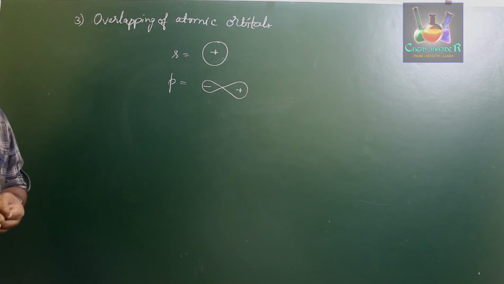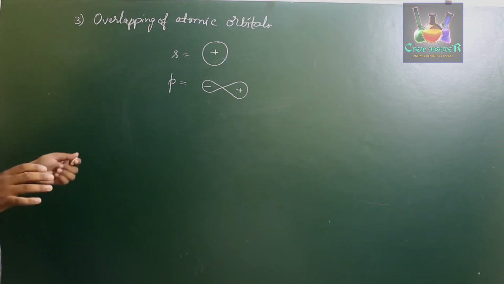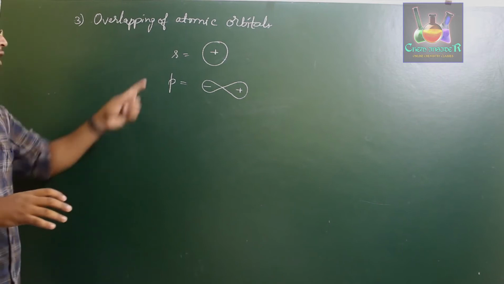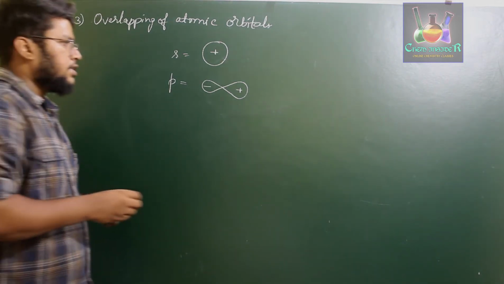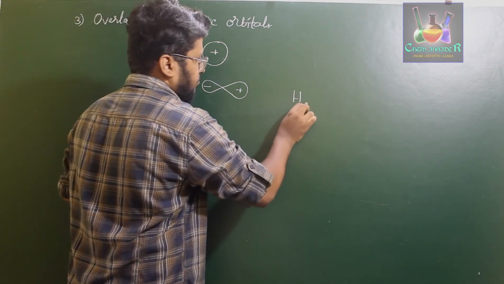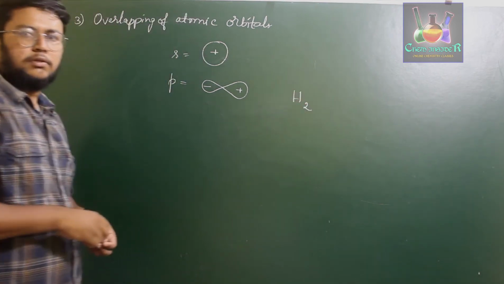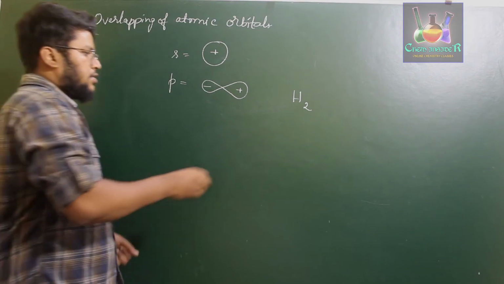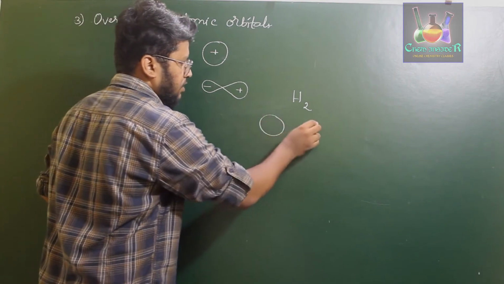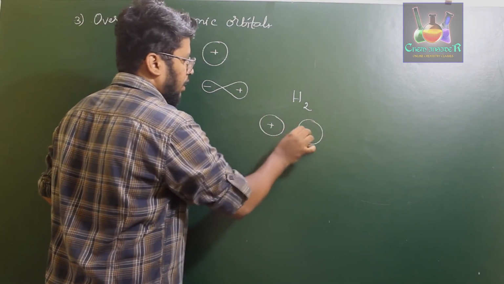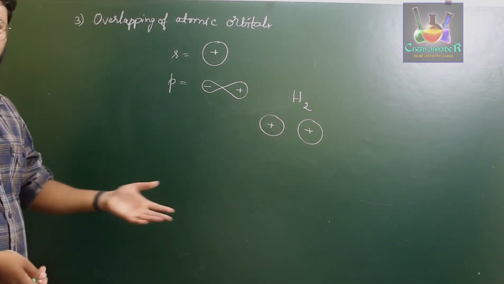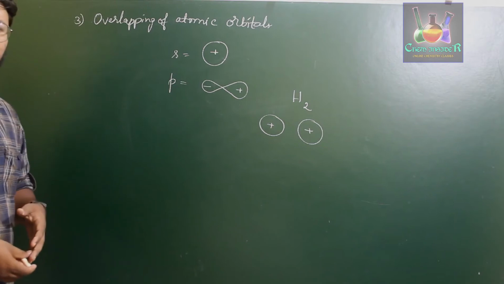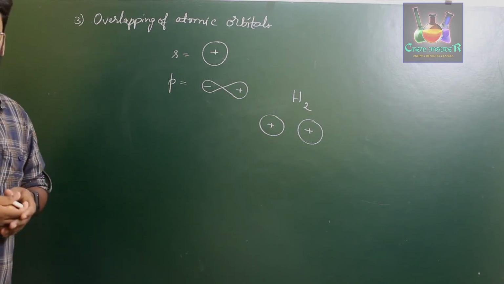So now we are going to consider the orbital overlapping of s and p orbitals. If you consider the example of the hydrogen molecule, it has 2 s orbitals, right? And we have learned in the first topic itself that the greater the extent of overlapping, the greater the strength of the bond.